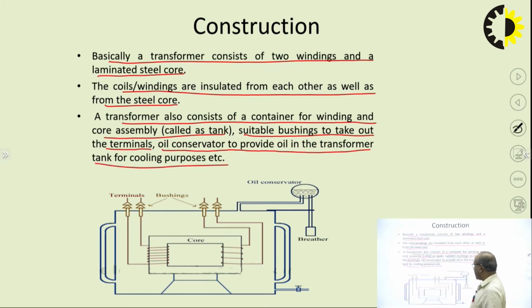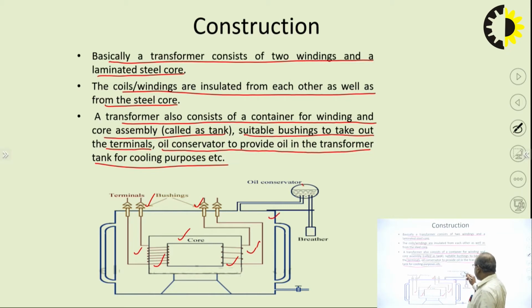We can see in this diagram that this is the laminated core of the transformer. These are the coils which are wound on the transformer core. This one is the primary coil, and this one is the secondary coil or secondary winding. The terminals of these coils, primary as well as secondary, are taken outside with the help of bushings, as shown here. These are taken outside with the help of bushings, and this is the transformer tank.